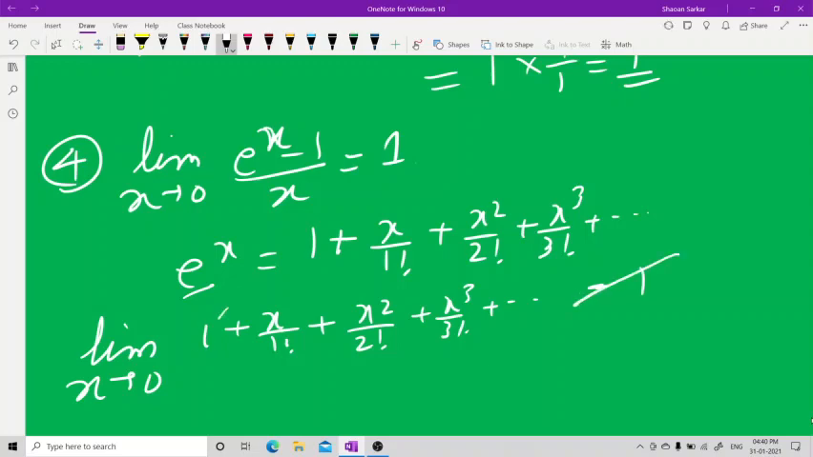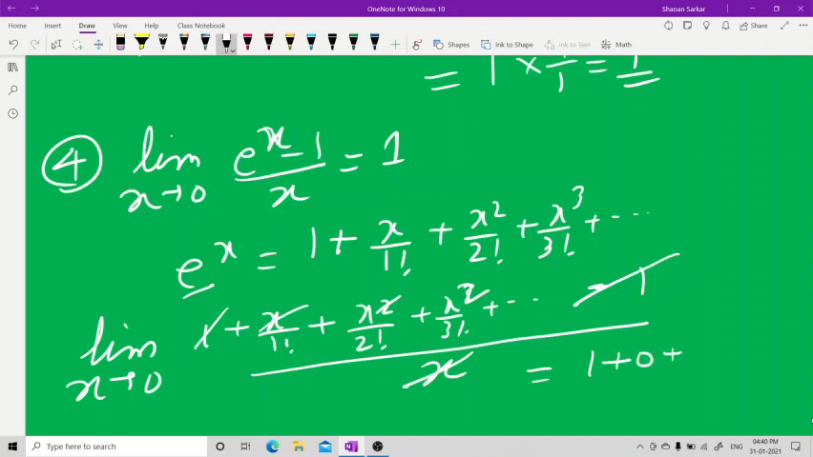This minus 1 and this minus 1 cancel out. There is an x here. This x cancels out, and this makes it x square. Now put the limit. You will get 1 upon 1 factorial plus 0 upon 2 factorial, and so on and so forth. All zeros after that. So you will get 1. So that's why it is 1 here.